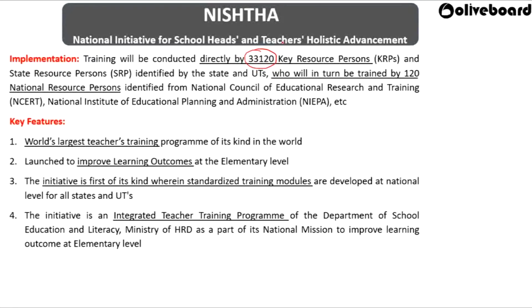These 33,120 people will be known as key resource persons and state resource persons, and these 33,120 will be trained by 120 experts, who will be called national resource persons. They will be training the 33,120 people in the Nishta scheme. Then these 33,120 people will in turn train the 42 lakh participants of the elementary school system.